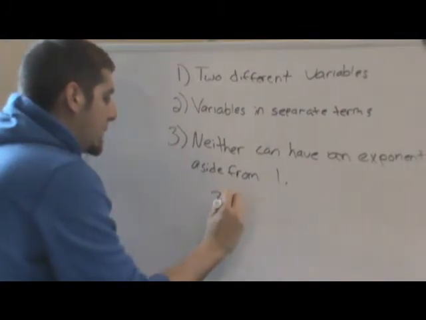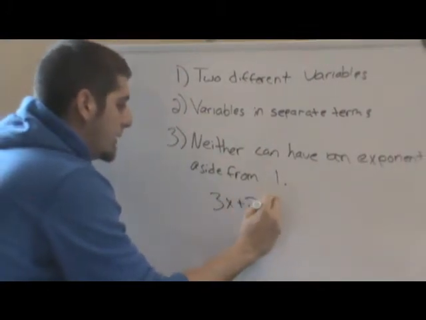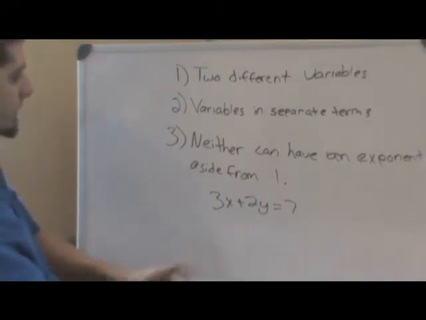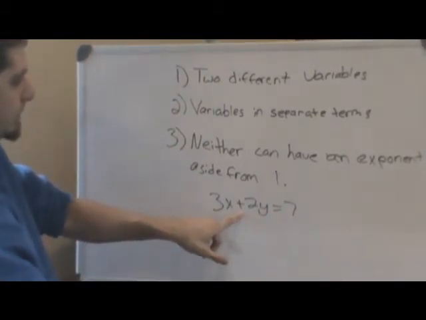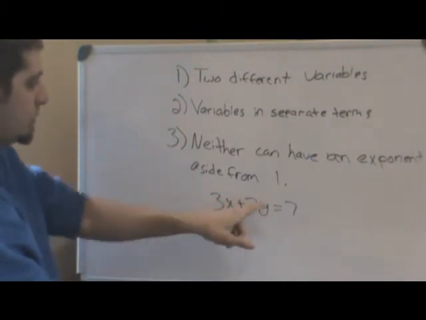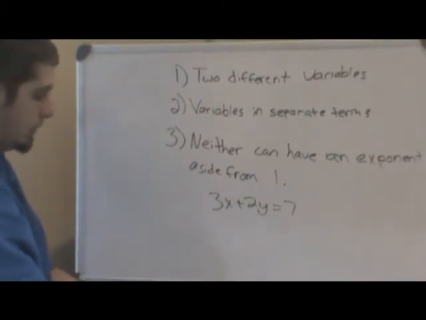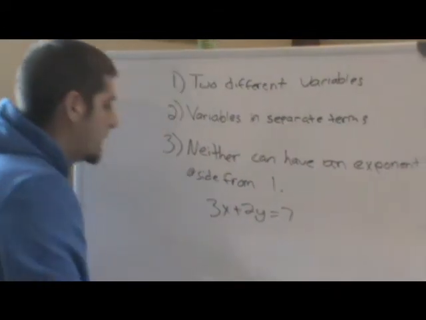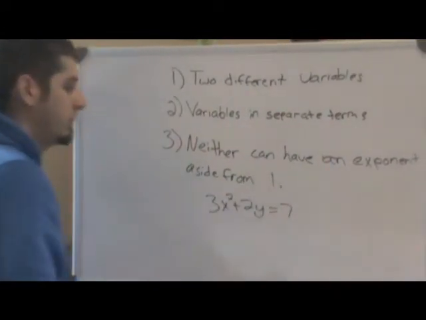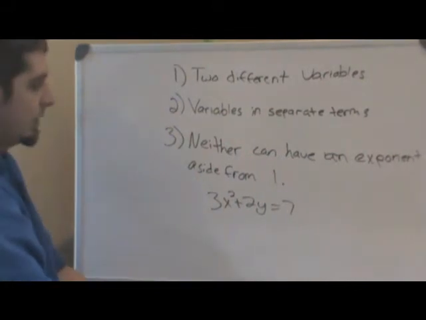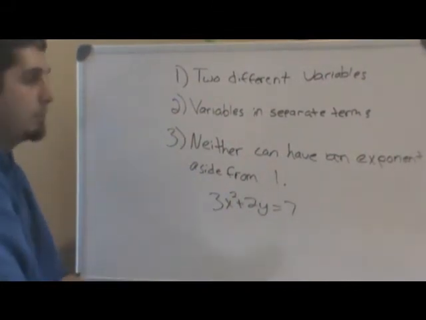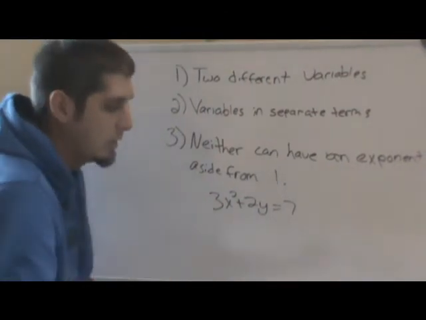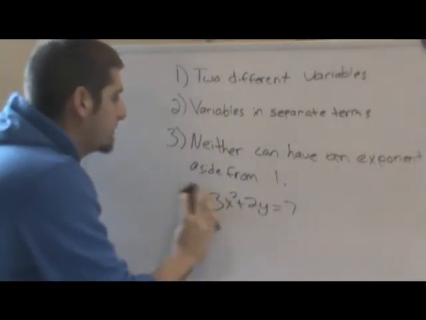So for example, 3x plus 2y equals 7. Two different variables, in separate terms, separated by a plus sign. There are no exponents that I can see, so therefore they have exponents of 1. So life is good. However, if I had 3x squared, this would not be a linear function. It is a function, but it wouldn't be one that makes a straight line. That's something we'll discuss later in the chapter.